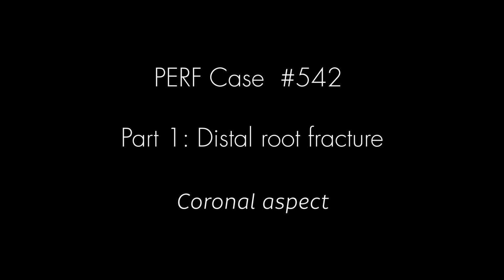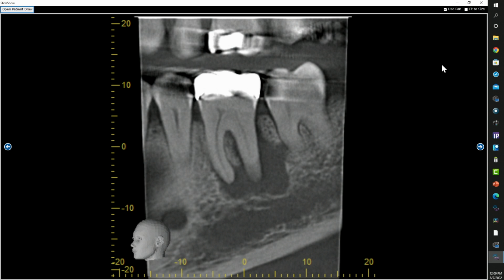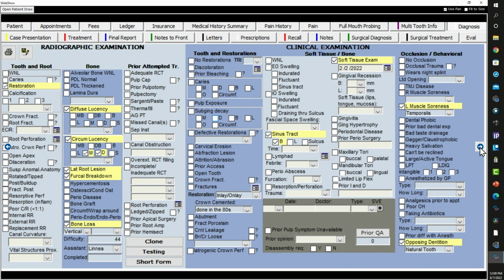This is case 542 that JT sent me. We'll be doing an analysis of this. You can see from the radiographs he submitted, it's a molar tooth with a large periapical radiolucency.